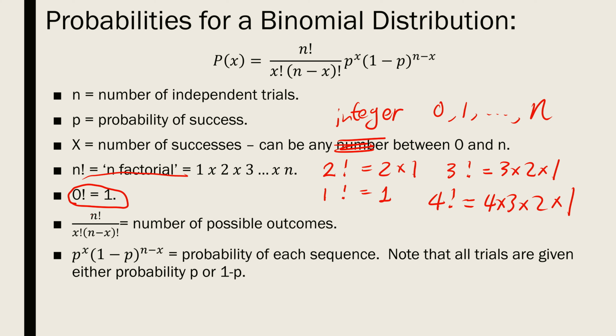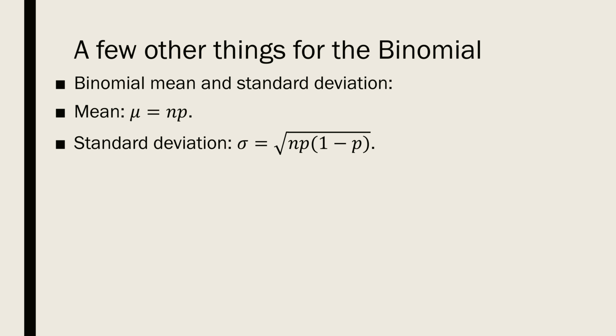This combination here gives you the number of possible outcomes. This expression here equals the probability of each sequence. Note that all trials are given either probability p or 1 minus p. The binomial mean, mu, is defined as n times p. The standard deviation for binomial distribution, sigma, equals the square root of n times p times 1 minus p.